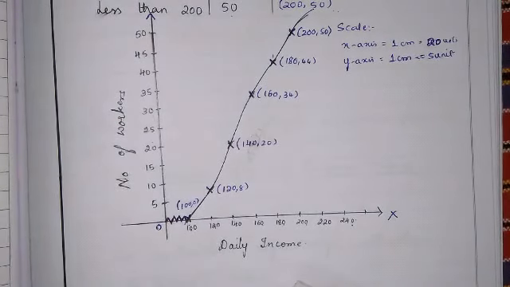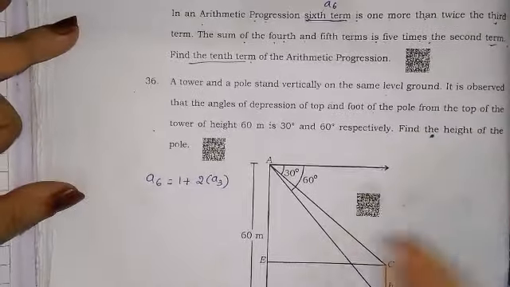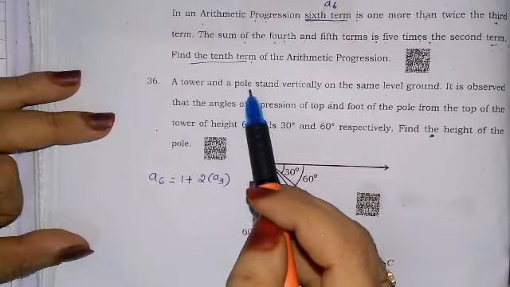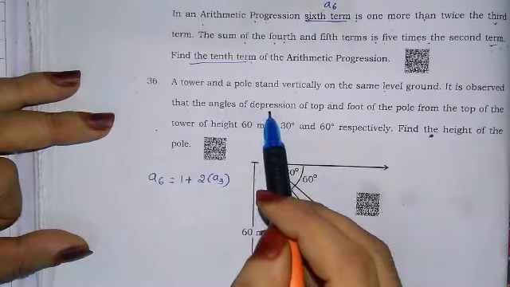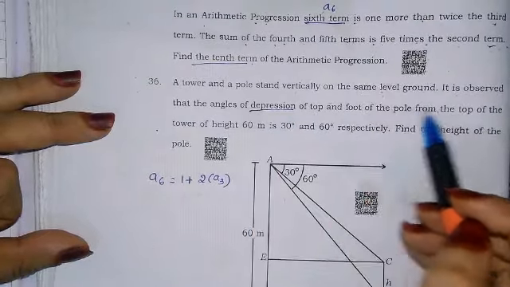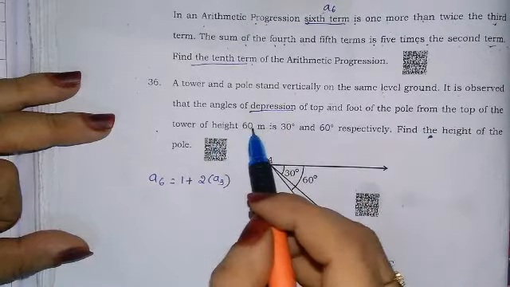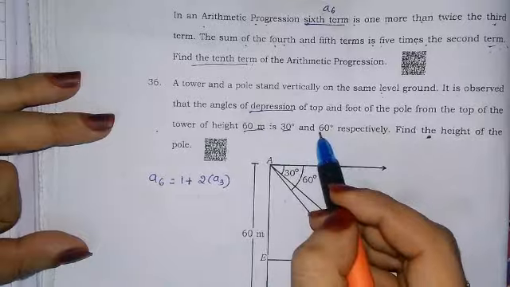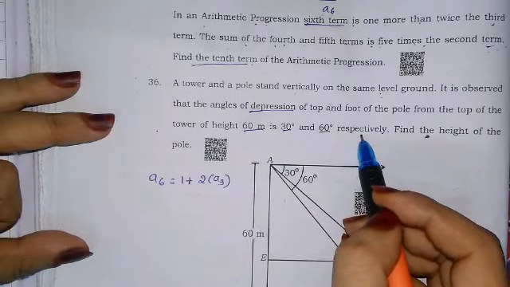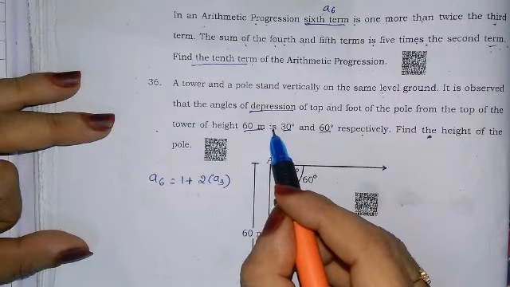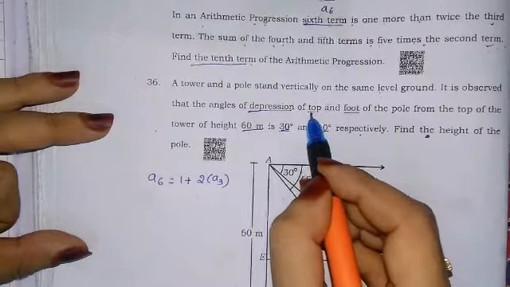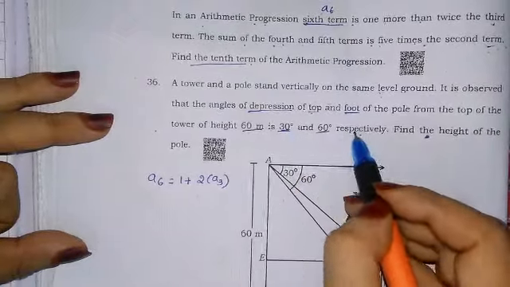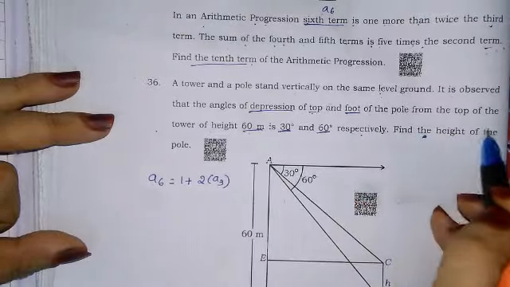So the next question which we will continue now, 36th problem. A tower and a pole stand vertically on the same level ground. It is observed that the angle of depression of the top and foot of the pole from the top of the tower of height 60 meter is 30 degree and 60 degree respectively. The angle of depression is 30 degree to the top and 60 degree to the foot, respectively. Find the height of the pole.